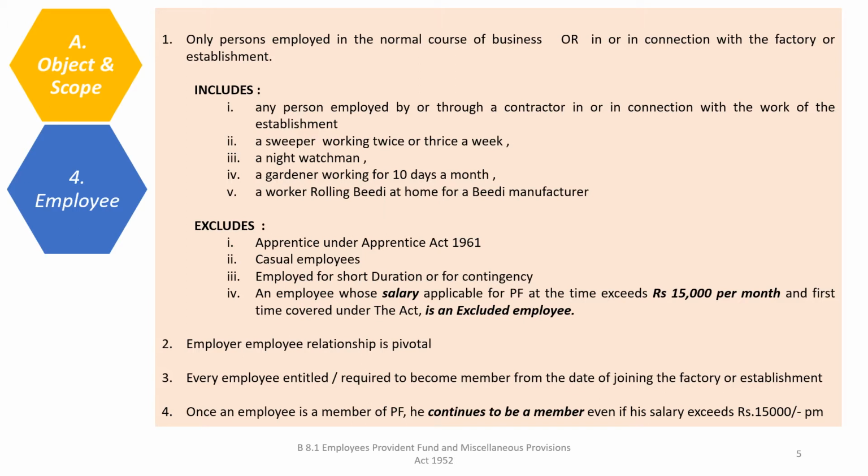It's quite simple. Salary when he enters is important, and subsequent changes in the salary are not material. Once he is an employee of the factory and becomes member of Provident Fund Act, he continues to be a member even if the salary goes beyond 15,000. And the Act focuses on employer-employee relationship. And an employee attracts the Act from the very day of his joining. There is no time lag between joining and becoming a member. You join and you automatically become a member of the EPF, Employee Provident Fund.